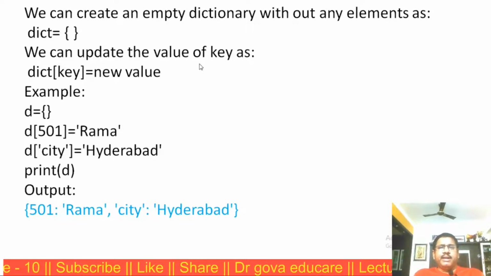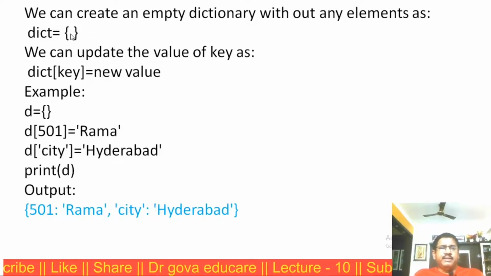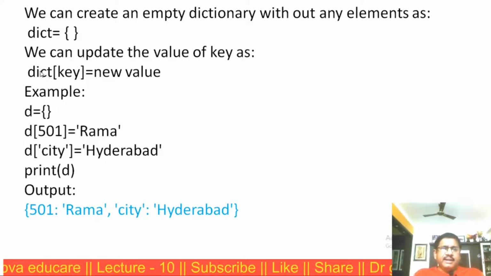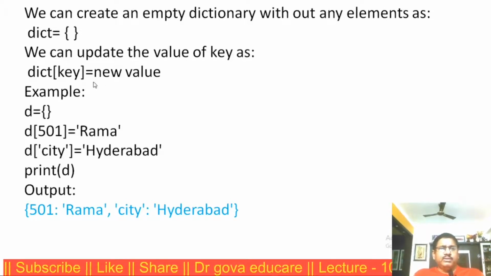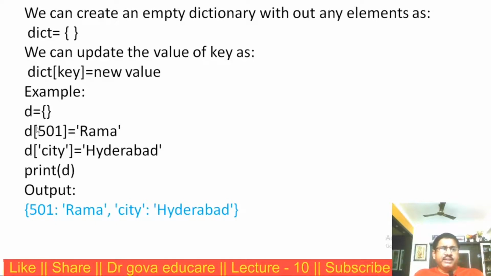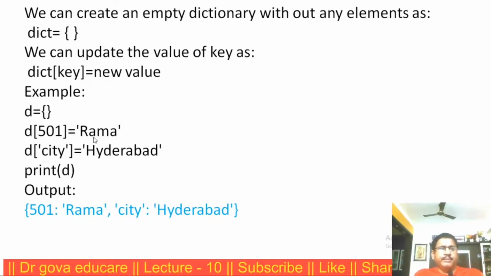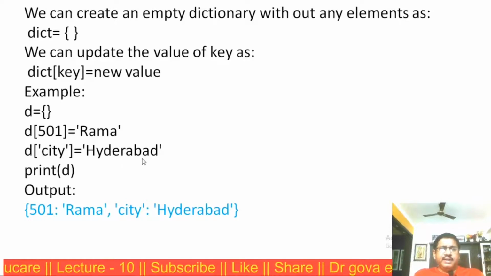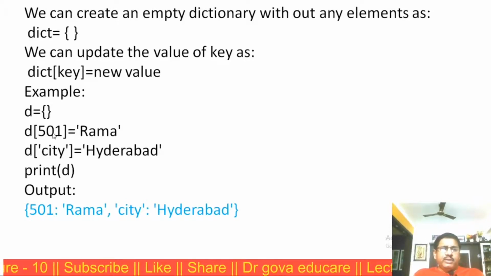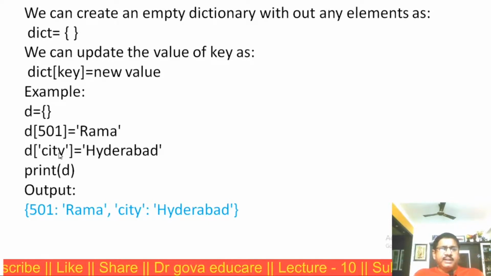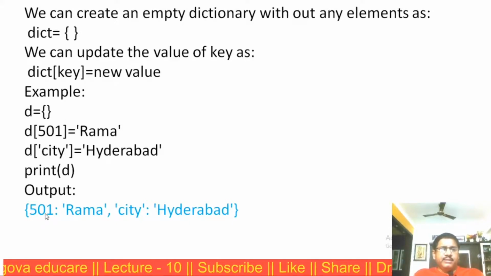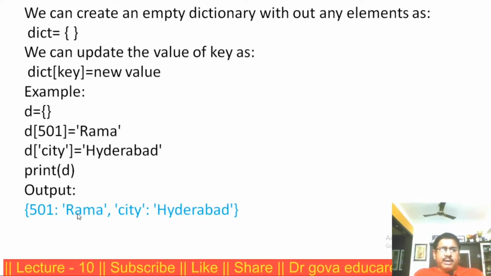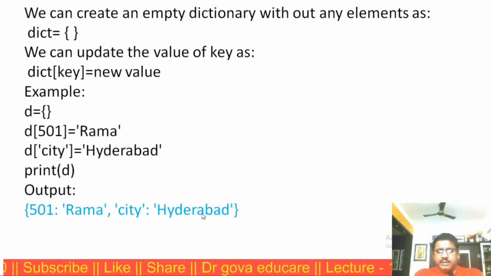We can update the value of a key. We can update these values using the key. This is the syntax: name of the dictionary of key is equal to new value. So this is the example. This is the empty dictionary. d of 501 is Rama, d of city is Hyderabad. Now 501 is a key, Rama is a value. City is a key, Hyderabad is value. Now after displaying, 501 colon Rama, city colon Hyderabad.